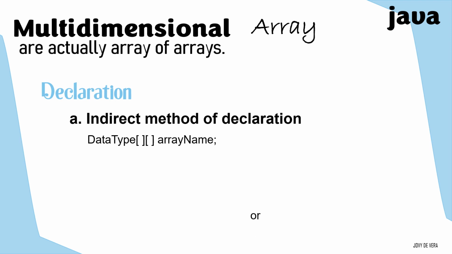The two square brackets can be written either after the data type or after the array name. So I'm pertaining to this one. Okay, after the data type, let's highlight this. That's it. And then after the array name.